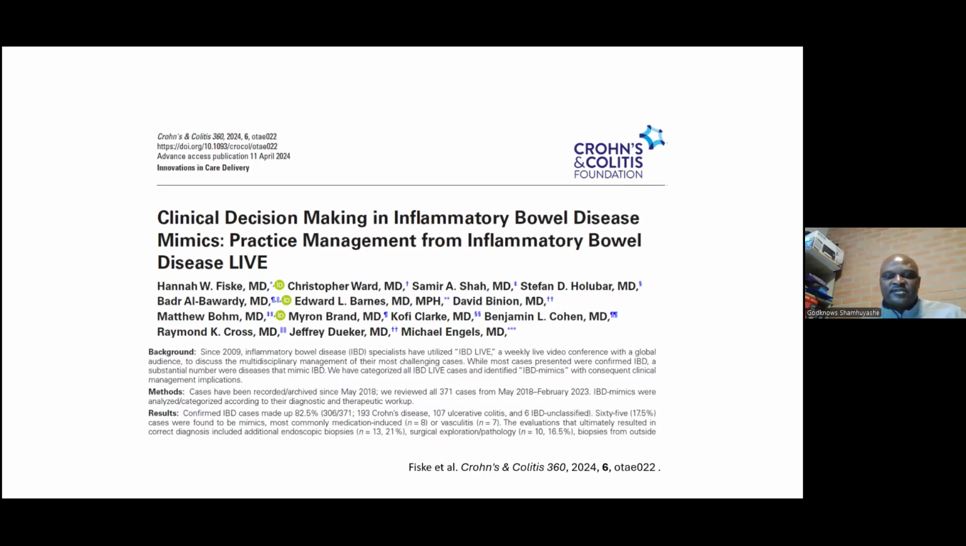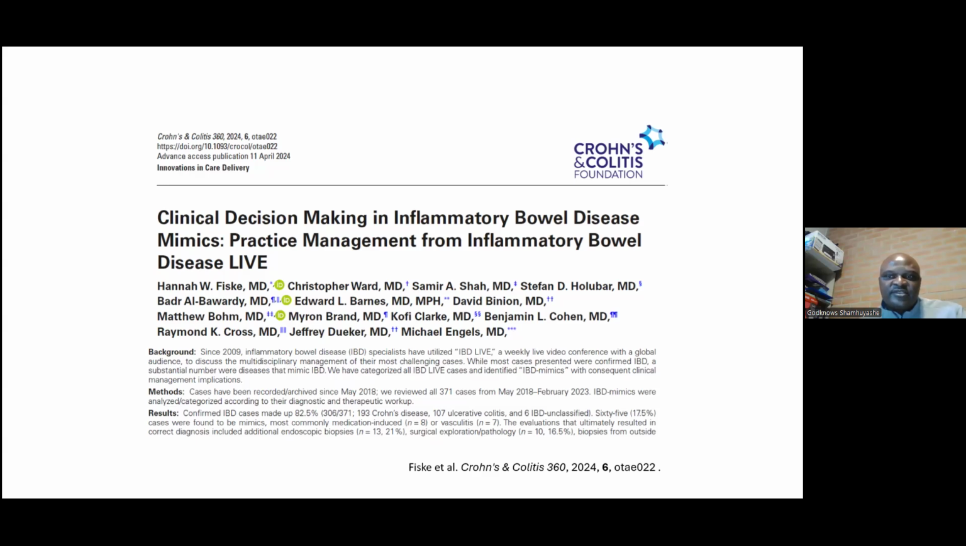In this article, they did a retrospective analysis of cases which were identified as IBD mimics, with the consequent clinical management implications. The study was carried out from 2018 up to 2023, and they analyzed all 371 cases which were considered to be IBD mimics. They were categorized according to their diagnostic and therapeutic workup. The results confirmed that of the confirmed IBD cases, up to 82.5%, 193 were Crohn's disease, 107 were ulcerative colitis, with 6 being IBD unclassified. 65 cases were found to be mimics, most commonly medication-induced, and others were vasculitis.